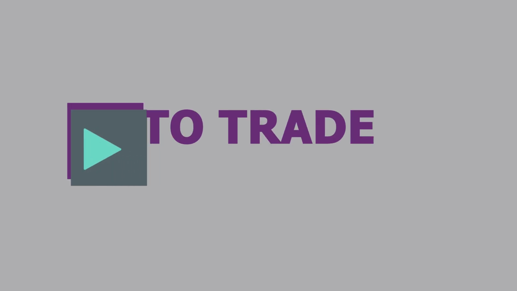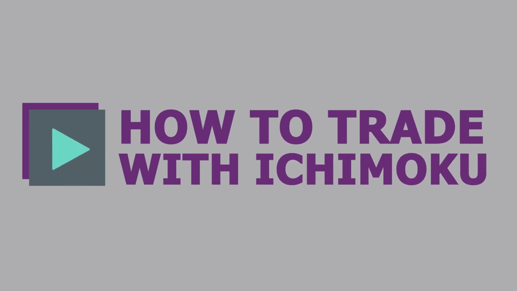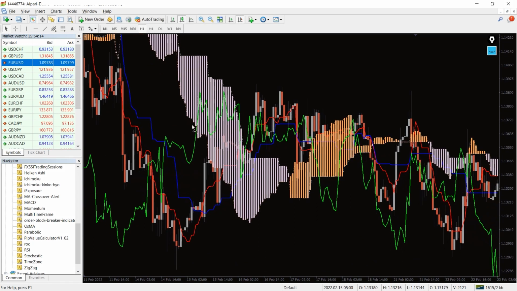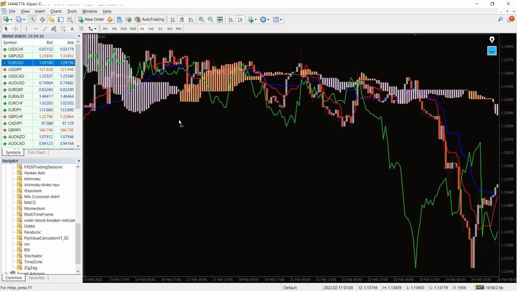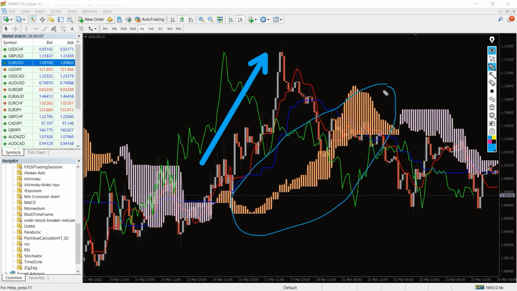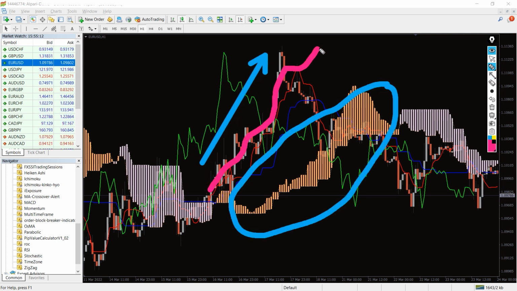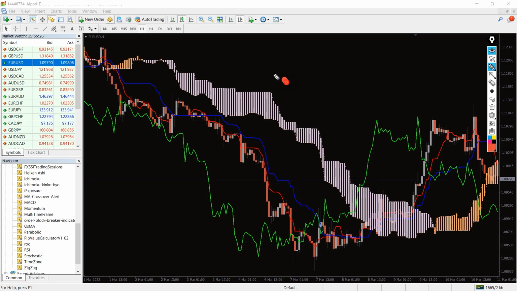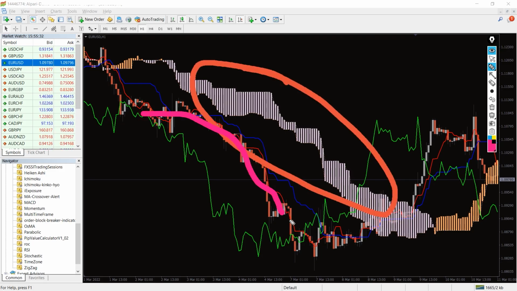So, how to trade with the Ichimoku Kinko Hyo indicator? The cloud is arguably the most reliable component of the Ichimoku for trend trading. The market is bullish when the price is above the cloud. Conversely, the market is bearish when the price is below the cloud.